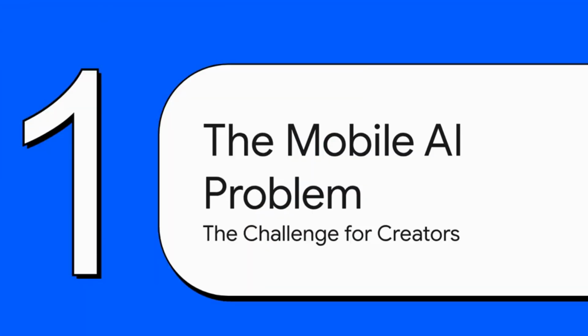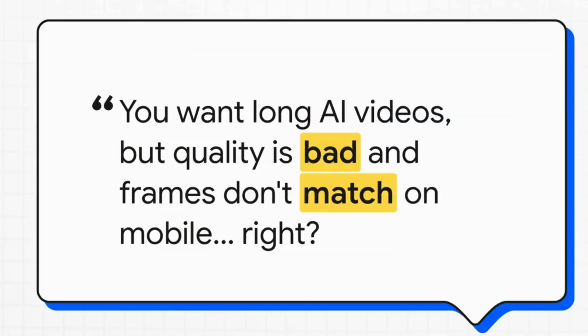All right, first up, let's just put a name to the big headache. What is it that makes creating these AI videos on a mobile device so challenging? I'm guessing this sounds pretty familiar. You're trying to piece together these AI clips on your phone, and the quality looks kind of crummy, and worse, the scenes just jump all over the place. It's a super common frustration, but believe me, today we are going to solve it for good.